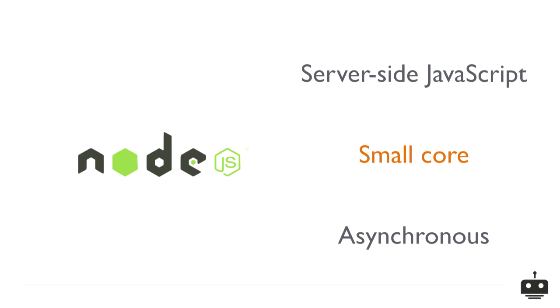OK, so Node, nice little overview. Node.js is JavaScript on the server. And I know you're thinking this is ridiculous. This is a client-side language. But Node is great. And it's great because it's a nice small core. And it's asynchronous, which if that doesn't mean anything to you yet, it will in a second. But the great thing is that it's really, really fast. And it's really, really tiny.